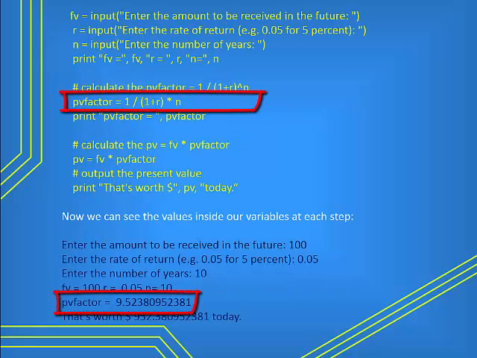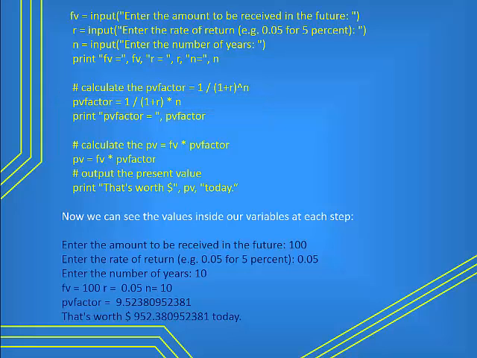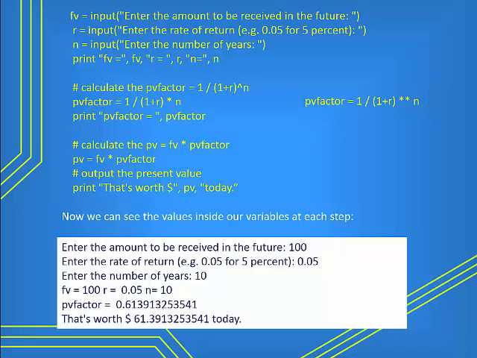Here we look at the intermediate calculation of PV factor. We know this should be a number smaller than 1, but for some reason it is 9.5238. We now know to focus on this line of code to look for the problem. We can see that the exponent operator is not typed correctly, resulting in an incorrect calculation. The line should be PV factor equals 1 divided by 1 plus r to the n power. Now with the change, we can see that this correction has solved the problem and the calculation is now correct.